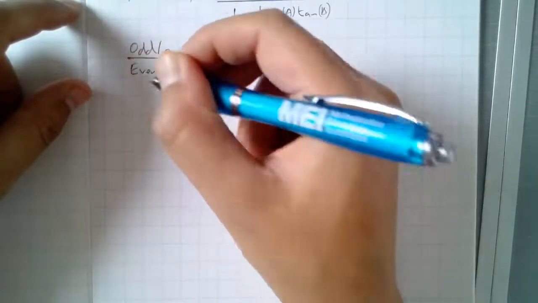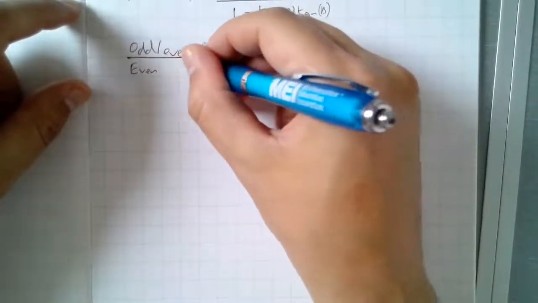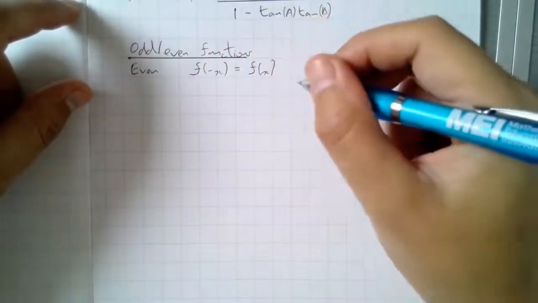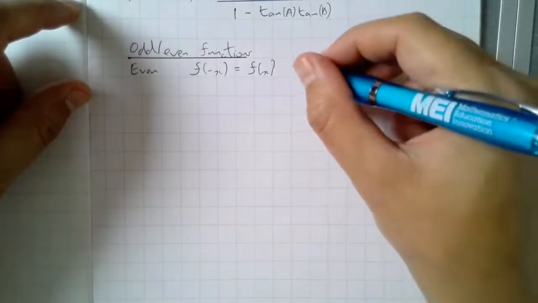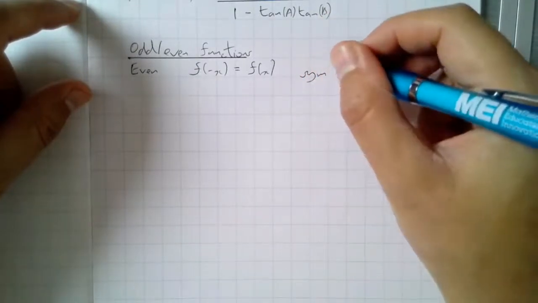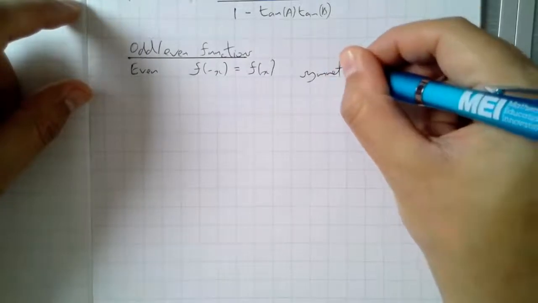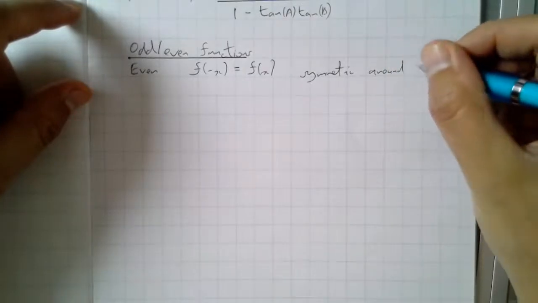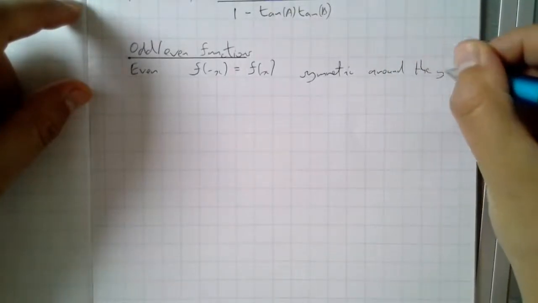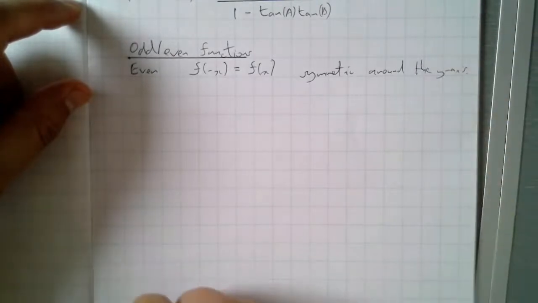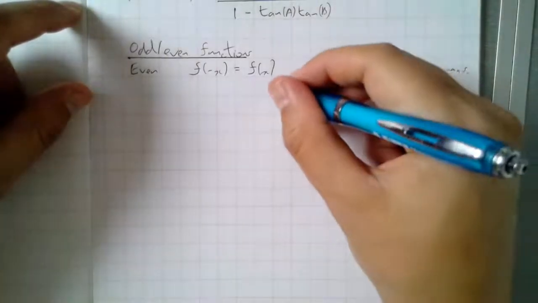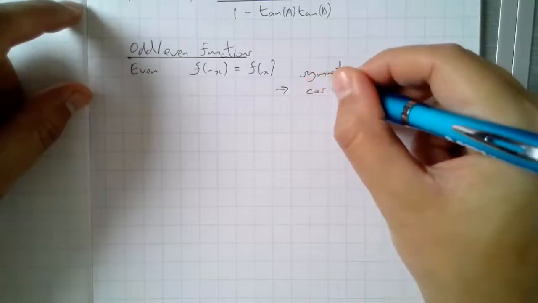So even functions are when I've got f of minus x is equal to f of x. And that means it's symmetric around the y axis. So if you think about which functions are symmetric around the y axis, in this case, we've got cosine x is symmetric.